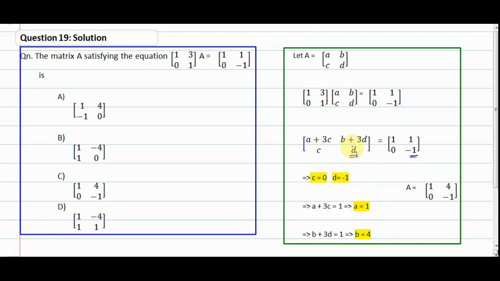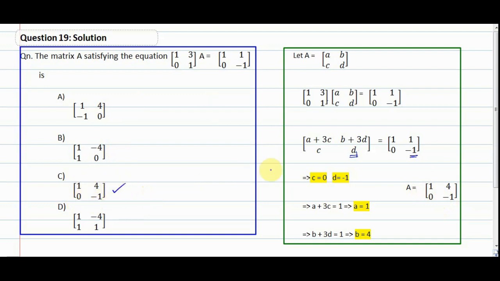Now b plus 3d is also equal to 1, and we have calculated the value of d. d is minus 1, so when you substitute that here, we get b minus 3 equal to 1, and we will get b value as 4. So the value of a is 1, b is 4, c is 0 and d is minus 1. We can form matrix A as 1, 4, 0, minus 1. So the right answer is given by option C, 1, 4, 0, minus 1.